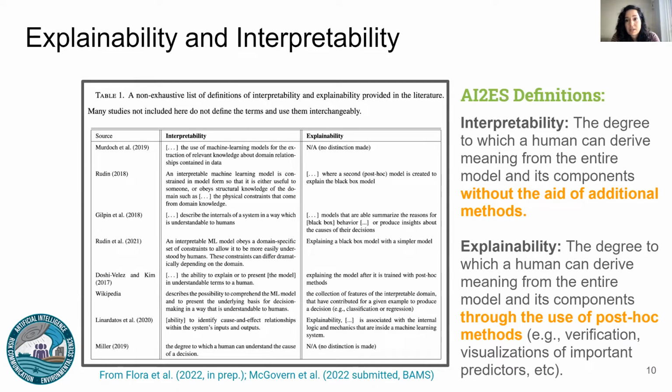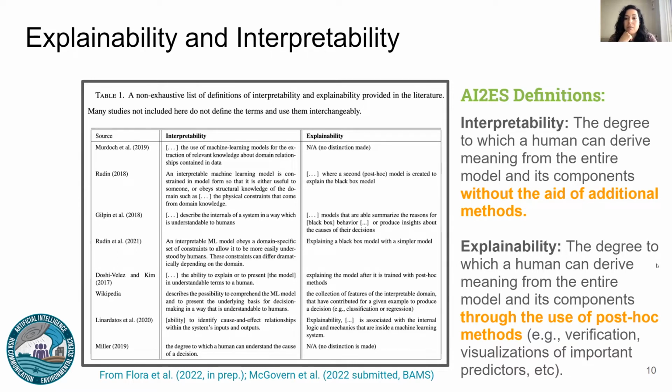So for interpretability, this would be the degree to which a human can derive meaning from the entire model and its components without aid from additional methods. So this is the focus that you can understand what's happening in the model without aid beyond the model. Think of the model as the whole package. You can use it as is and understand.